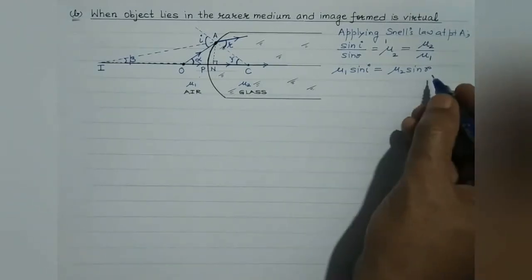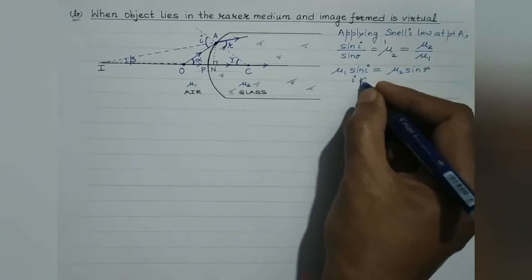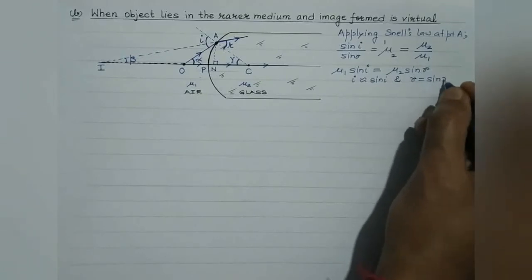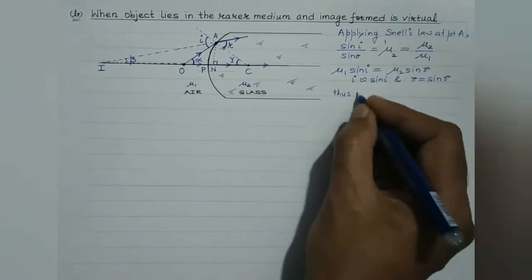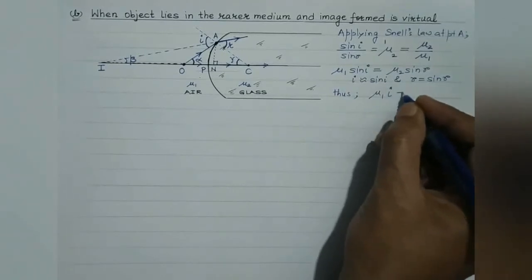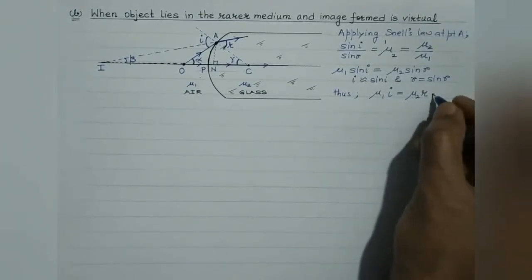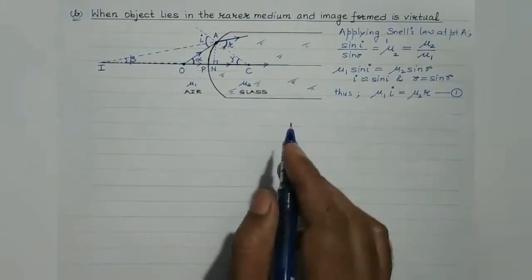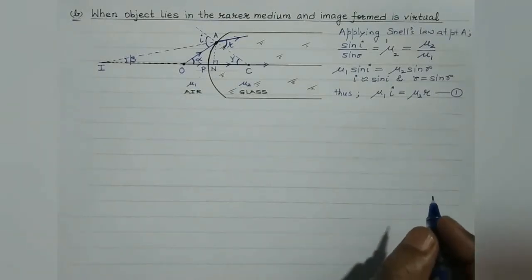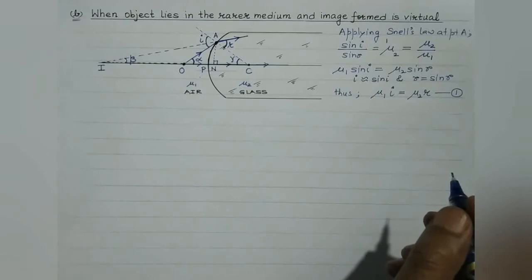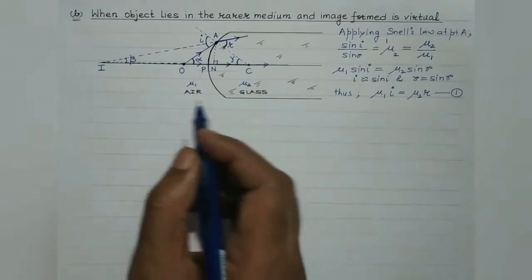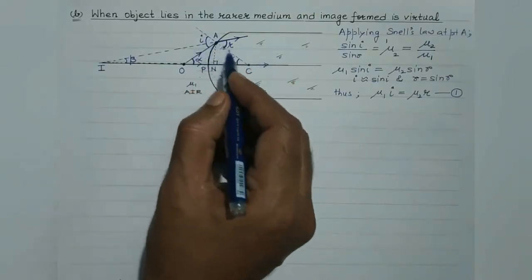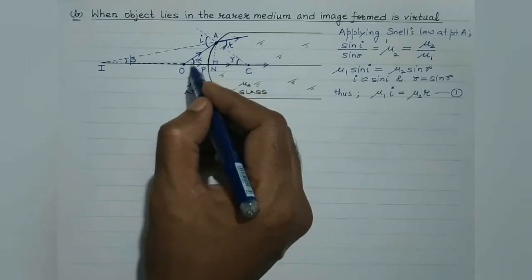Now since angle I and angle R are very small, therefore I approximately can be written as sin I and R approximately as sin R. Thus, what we get is mu 1 I is equal to mu 2 R. Put this as equation number 1. Clear? We'll proceed in the same manner as we have done in the previous article. Now students, we need to choose two triangles and there we need to make use of the exterior angle theorem. So first and foremost, let us consider this particular triangle, triangle AOC. We are considering this triangle.